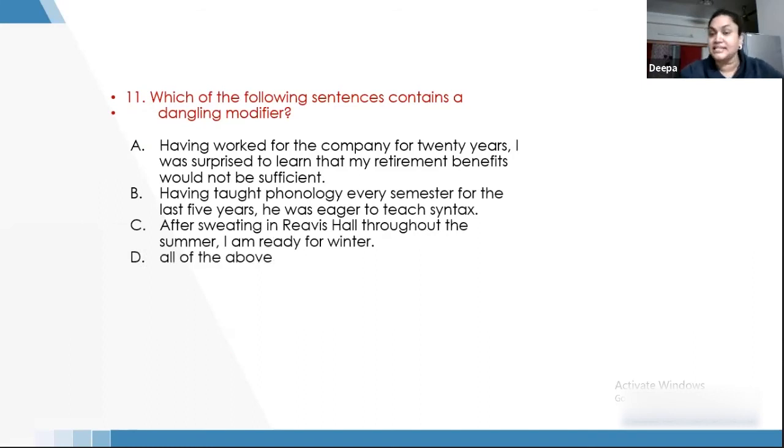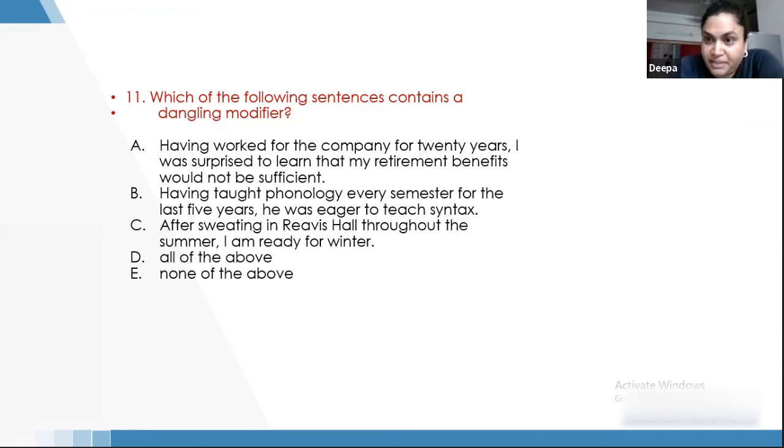Which of the following sentences contains a dangling modifier? Having worked for the company for 20 years, I was surprised to learn that my retirement benefits would not be sufficient. Having taught phonology every semester for the last 5 years, he was eager to teach syntax. After sweating in Revis Hall throughout the summer, I'm ready for winter. E is the right answer.